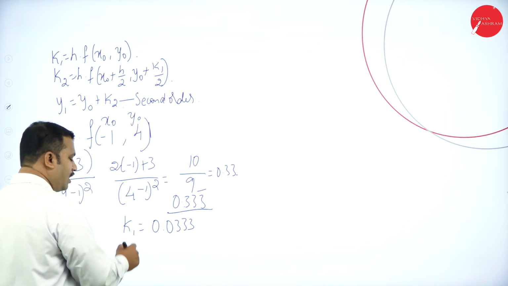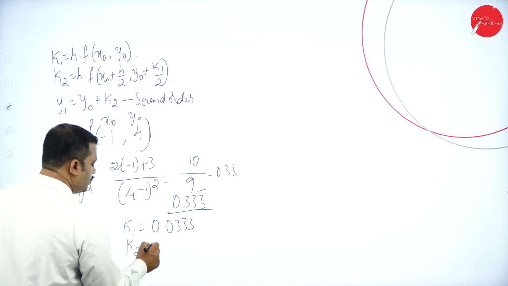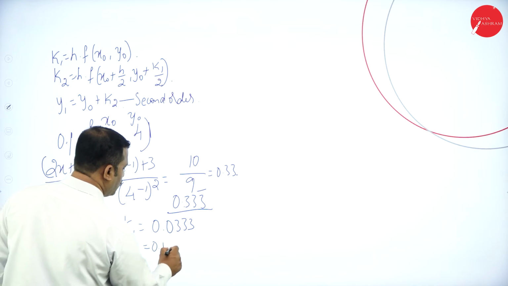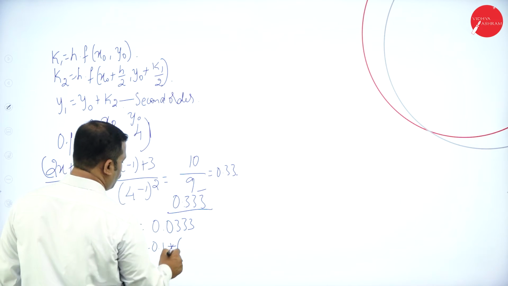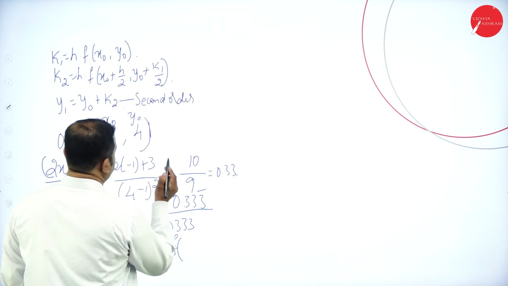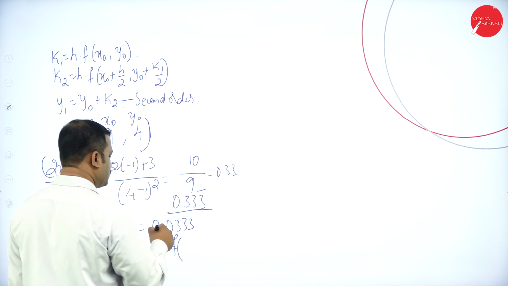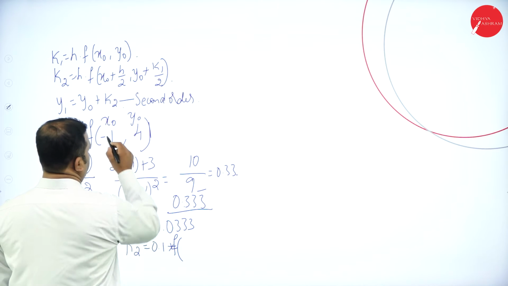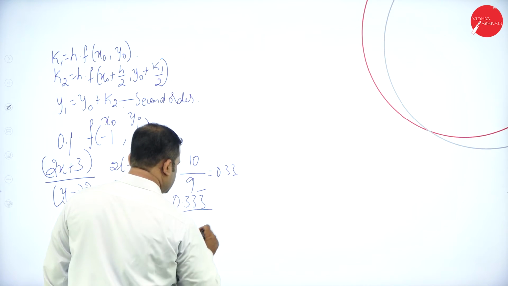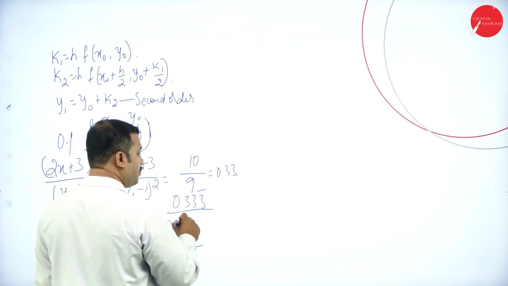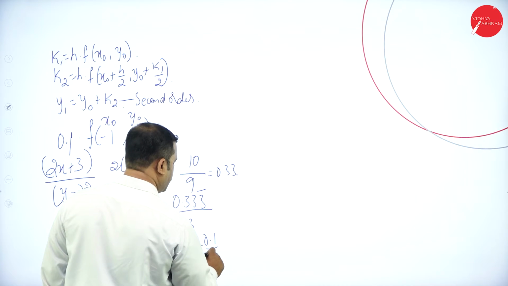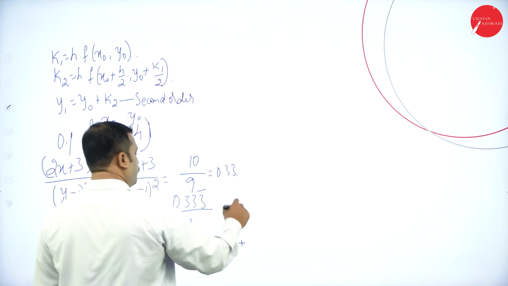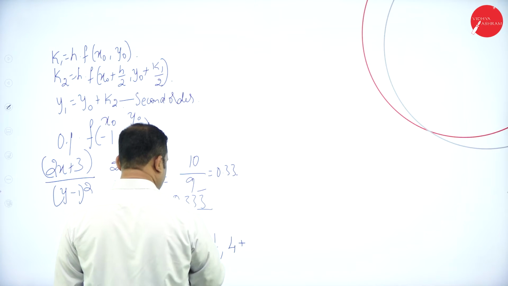How can we find out the value of K2? K2 is equal to H, that is 0.1 into f of x0 plus h by 2. What is the value of x0? The value of x0 is equal to -1. -1 plus what is the value of h? 0.1 by 2 comma y0 is what? 4. 4 plus k1 by 2. What is the value of k1?